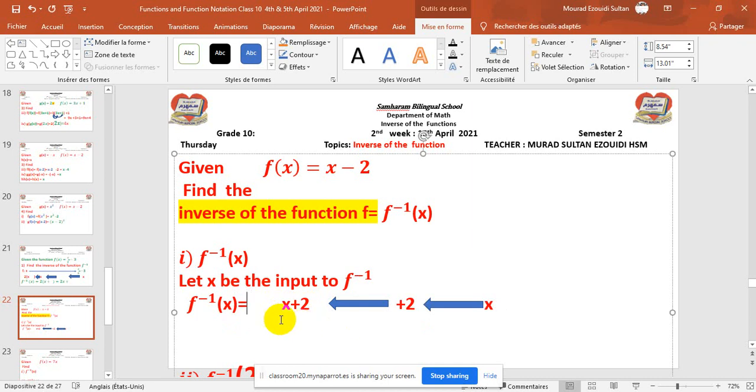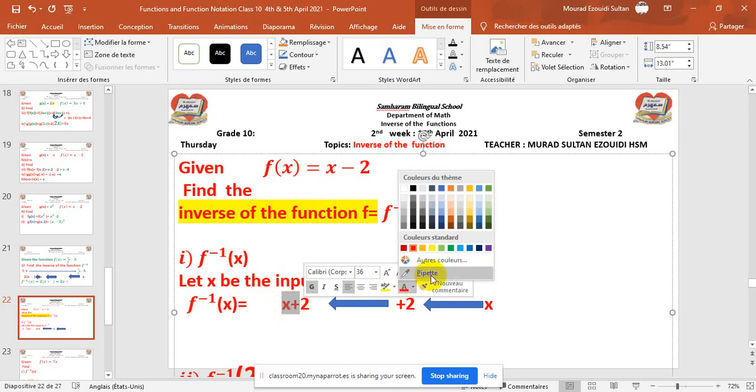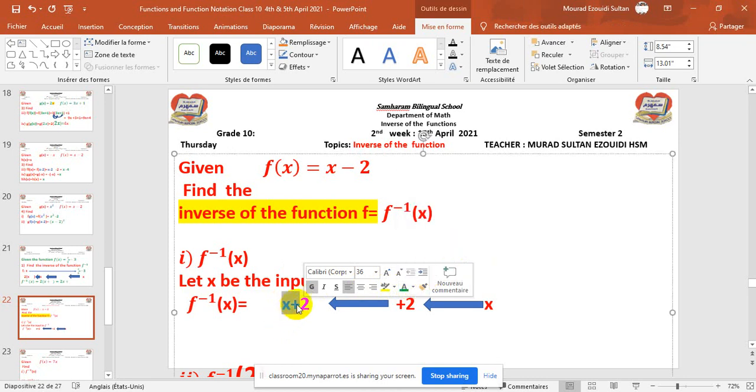Okay, so this is what is now, let's say, green. It is the inverse function. Clear? This one is the inverse function. I will make it green and do like that. Plus 2, then I will erase this one. Clear, my daughters? So f minus 1 of x is equal to x plus 1. This is the last answer.